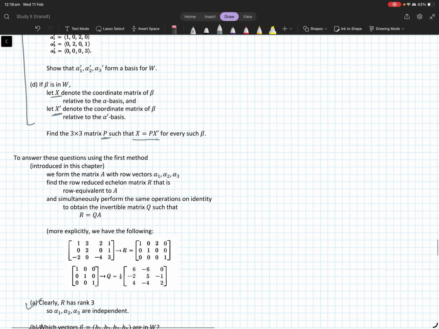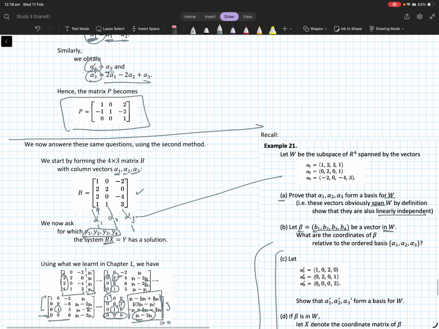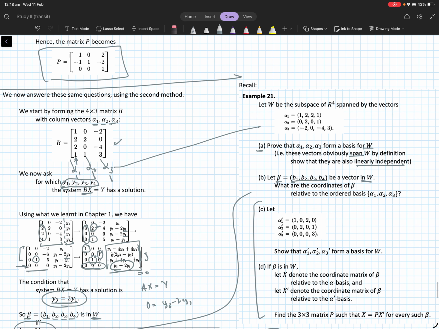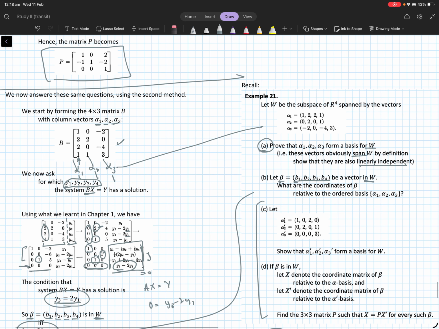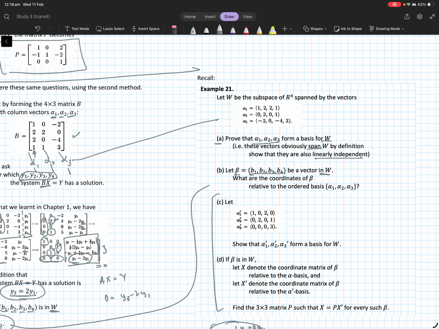Okay, so now let's quickly do the example that we did, but this time using this method. Let's quickly recall what the two things were that we wanted to check. Part A was that we wanted to prove that these vectors are linearly independent. That would just be the same: you write the row reduced matrix and you check the ranks. That part is fine.